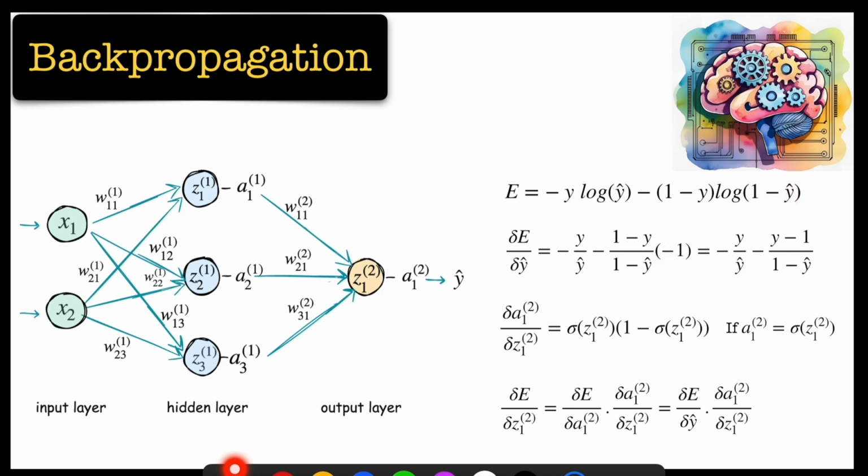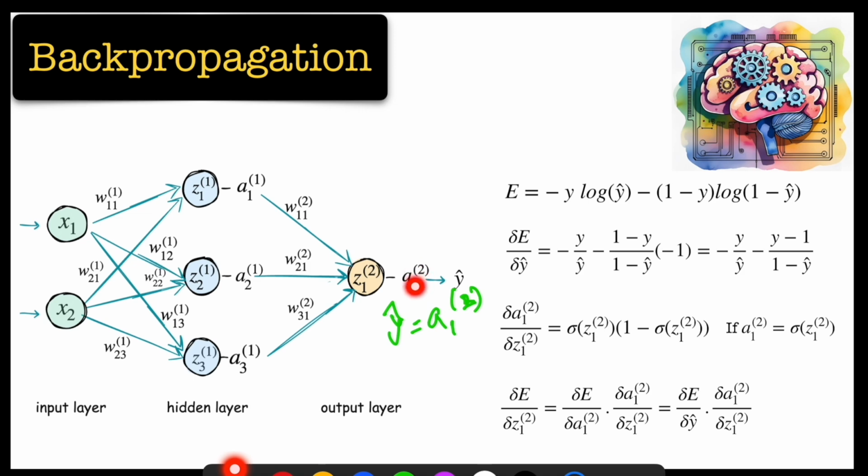And here is the same, I just reversed 1 minus y, I made it y minus 1. So this is del E del y hat. So y hat is equal to a12. It's both the same right here. So del E del a12 also will be the same. Now how do we calculate del a12 del z12?